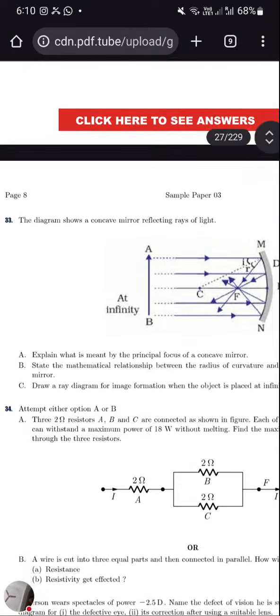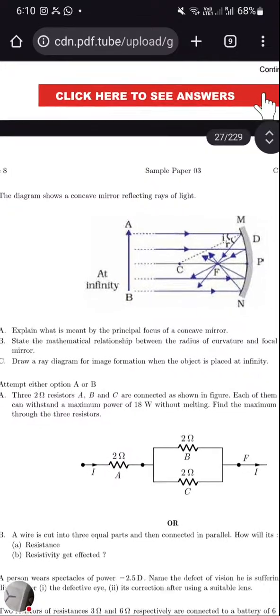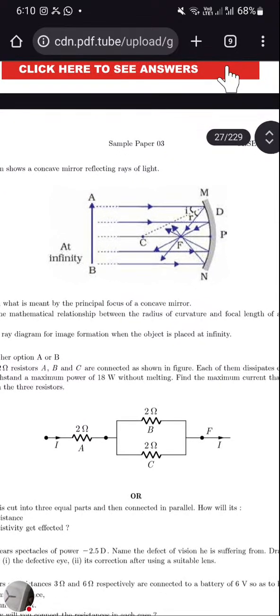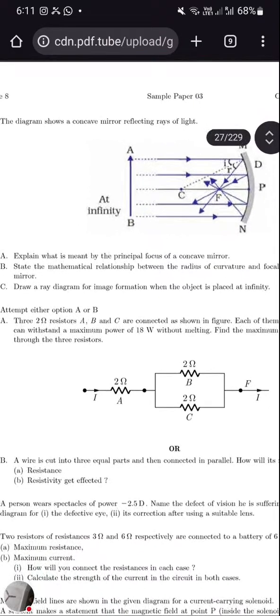Correct. Now 33. Here it is given, a diagram shows a concave mirror reflecting rays of light. All the rays of light are focused at F. Based on that, the first part: explain what is meant by the principal focus of a concave mirror. You need to give the principal focus definition. Are you clear with all the basic definitions of light, or do you want me to explain the definitions? Vivek, are you clear with all the definitions or do you want me to explain?